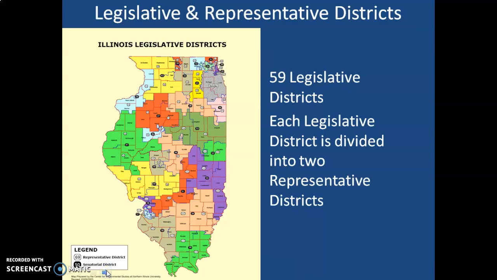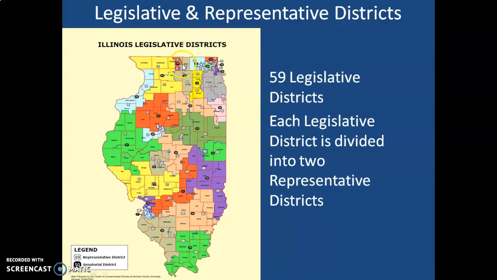Here's a map that shows the legislative and representative districts. You can see here the red there is the legislative district that is served by Senator Steve Stottleman. That includes most of the city of Rockford as well as most of the Winnebago County suburbs of Rockford, but not all of them.